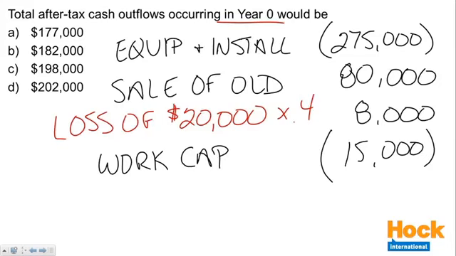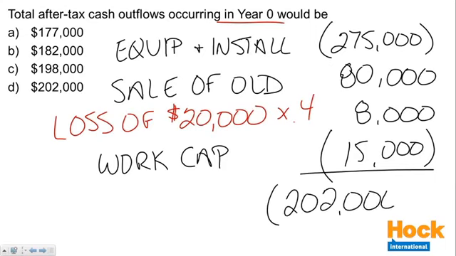So what we have here is a total of 4 numbers that we have to put together. We've got the 2 cash outflows of $275,000 and $15,000. That gives us $290,000 as our cash outflows. We have $88,000 of cash inflows, and so our net cash outflow is $202,000, which is choice D in this question. Okay, so year 0, we've got the purchase of the equipment, the sale of the old equipment, and the tax implications of the tax loss, and we have the increase in working capital. So that's the first question.